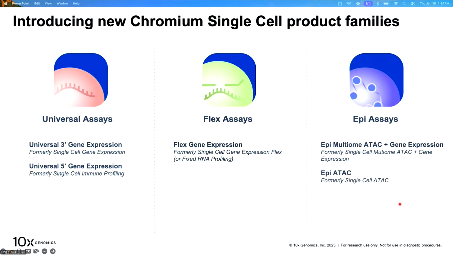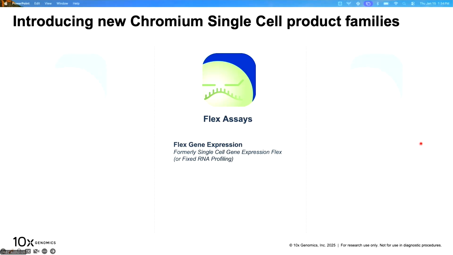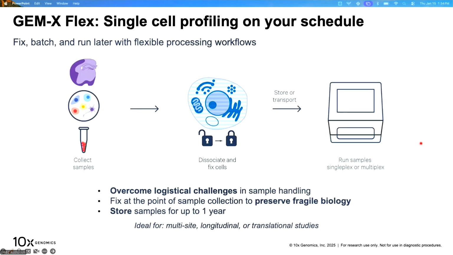Now, those are the three families of single cell solutions we have. I'm not going to talk about Universal or the AP assay. I'm going to focus on Flex, because Flex is one of the data sets I'm going to show during the demo. Flex is a solution that we launched a couple of years ago, and in a nutshell, what you can do is take your samples, fix them in 4% formaldehyde, and then store them at minus 80 degrees for up to 12 months.